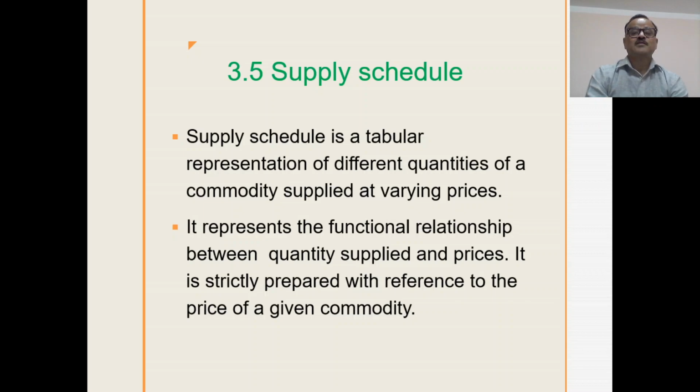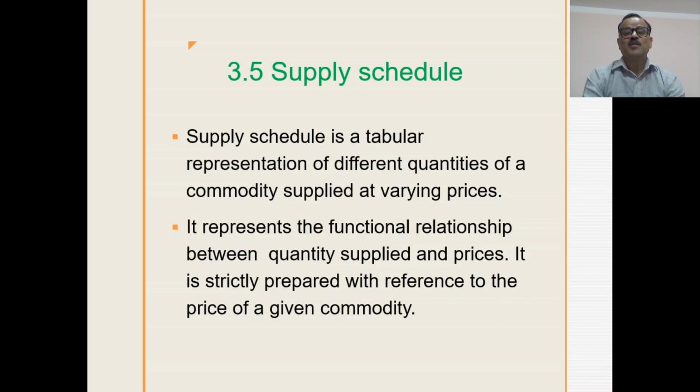Supply schedule. Supply schedule is a tabular representation of different quantities of a commodity supplied at varying prices. It is represented in the form of a table. Different quantities are included in the table, and prices are also included. What quantity would be supplied at what price is exhibited in the form of a table.